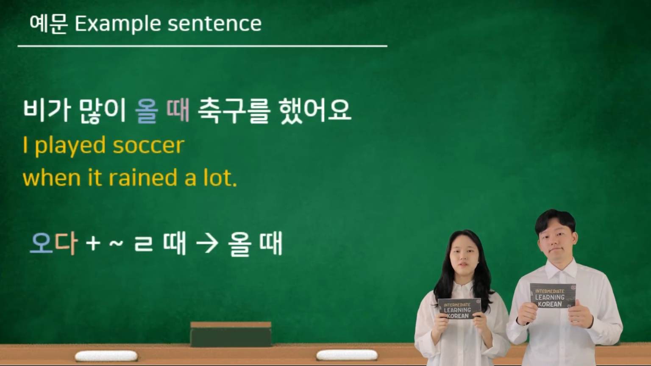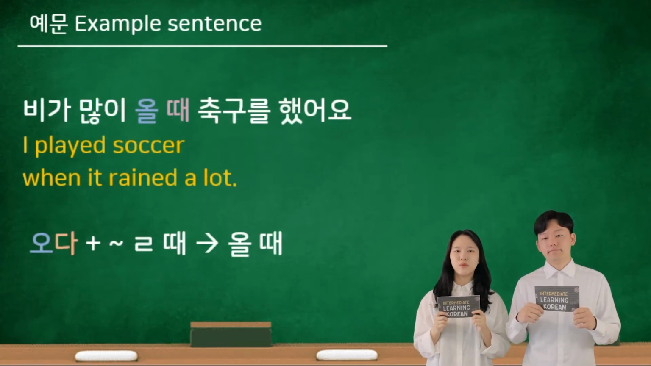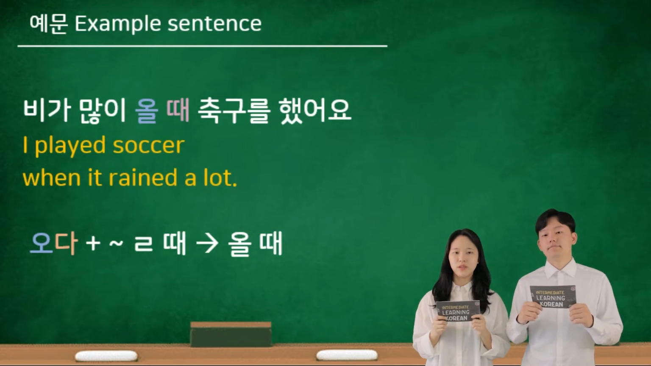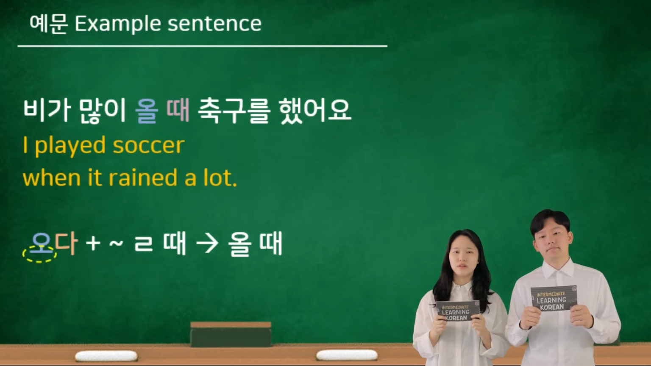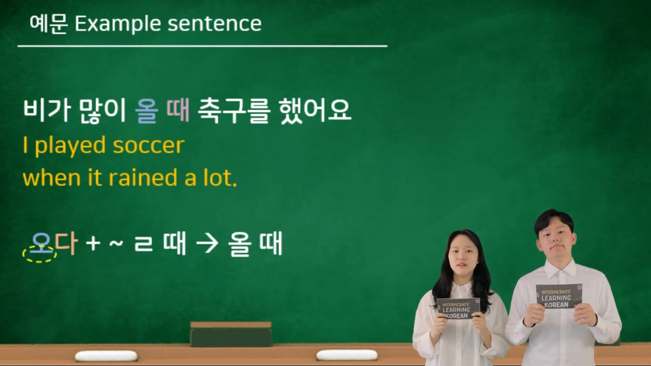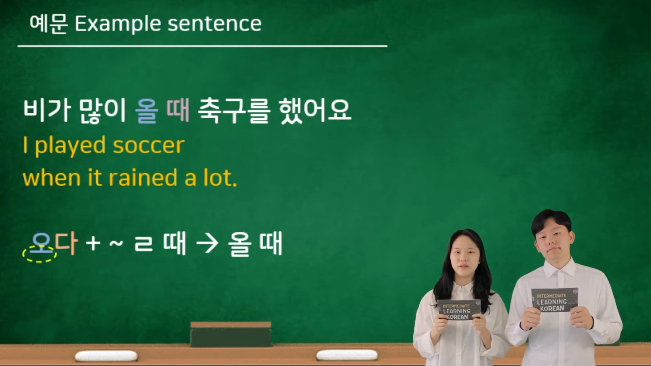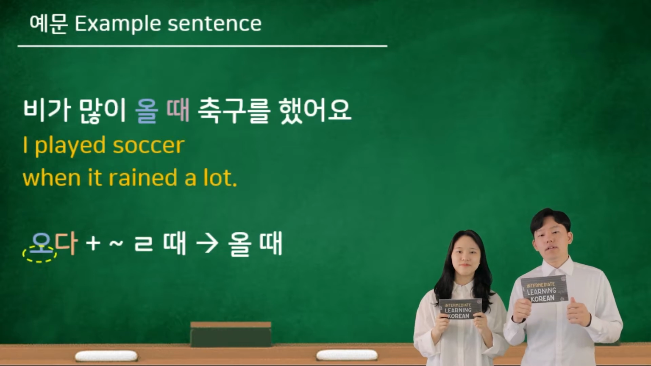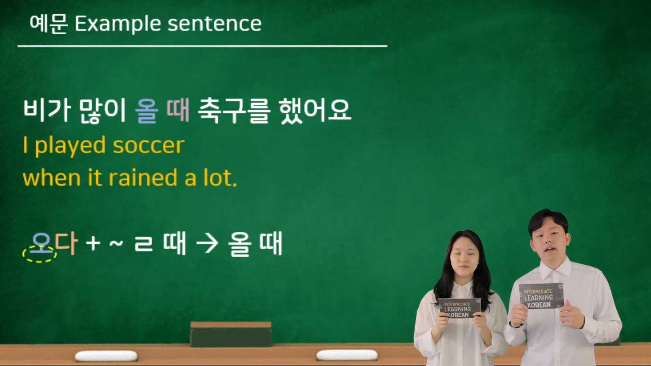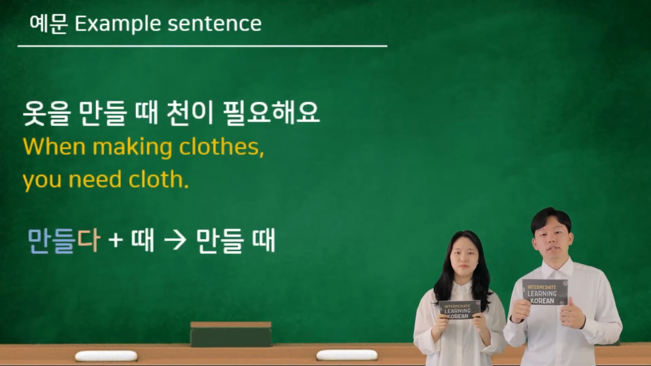Teacher Kelly, can you explain it? Yes. In the case of an exception, the first is when there is a final consonant 디귿 in the stem. 디귿 is changed to 리을 and 을 때 is used. In the second case of an exception, there is a final consonant 비읍 in the stem. The 비읍 is changed to 우 and 리을 때 is used. Yes, thank you. Then Teacher Kelly, can you explain one more through the example sentence in the case of exception?